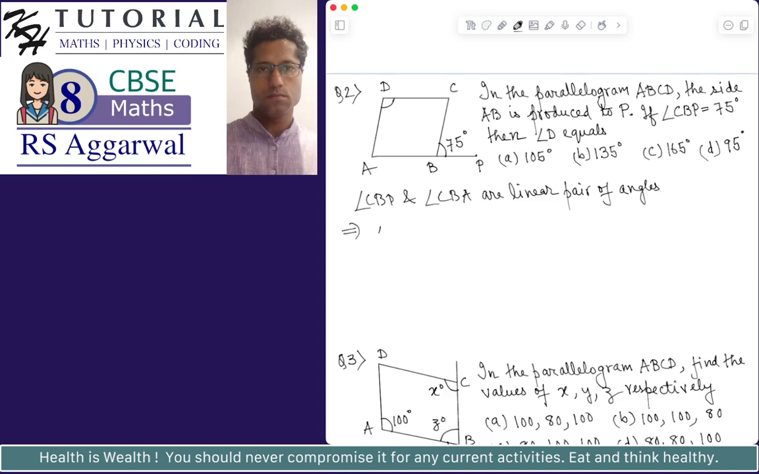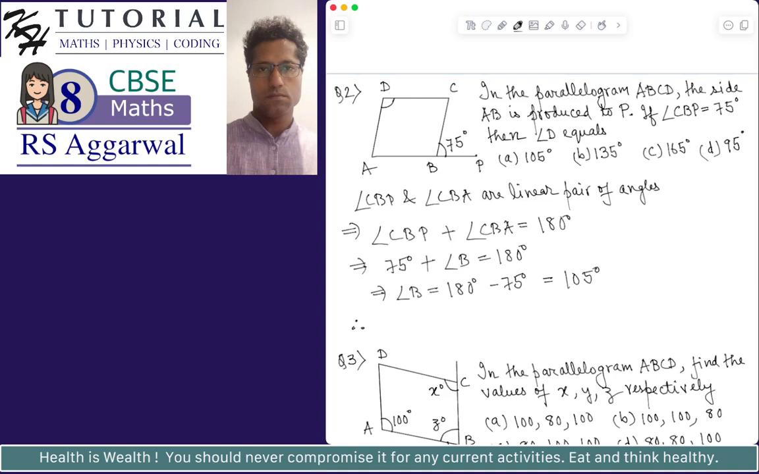So this implies angle CBP plus angle CBA is equal to 180 degrees. Now angle CBP is given to be 75 degrees. And what is angle CBA? CBA is nothing but angle B. So angle B will be equal to 180 degrees minus 75 degrees, which is equal to 105 degrees.